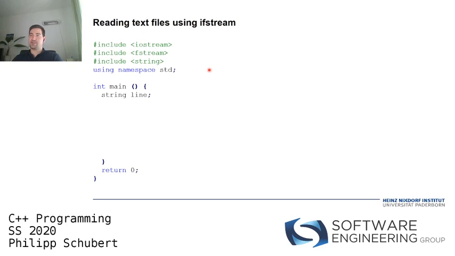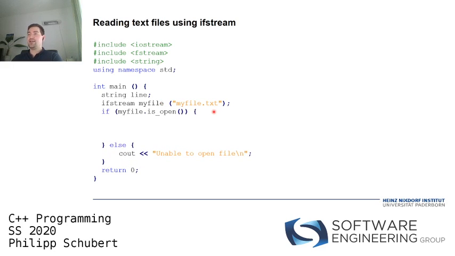Let's have some code. Let's have some string line because we are using a very special function. Let's have an input file stream. Here we create a variable myFile of type input file stream. We give it a string literal, and it will then try to open a file by that name. And here we should probably check if that file could be opened, because if that file does not exist on your file system, such a file couldn't be opened, so unable to open file.